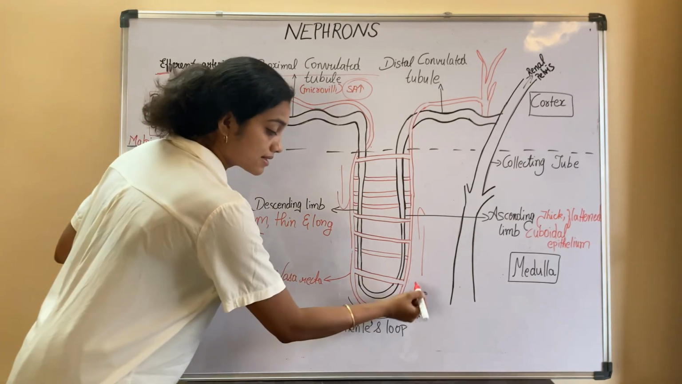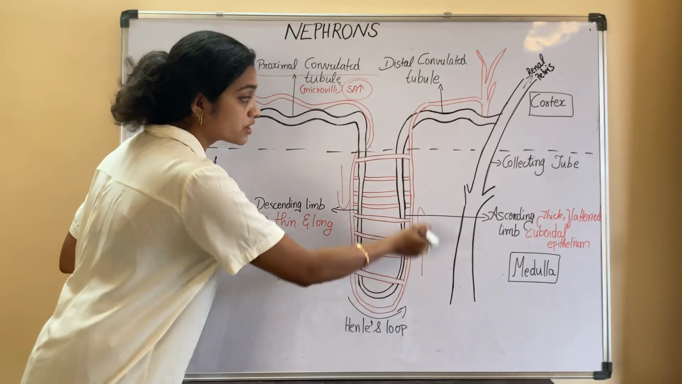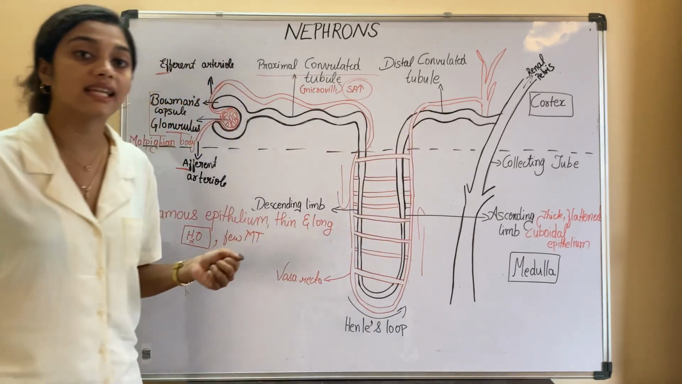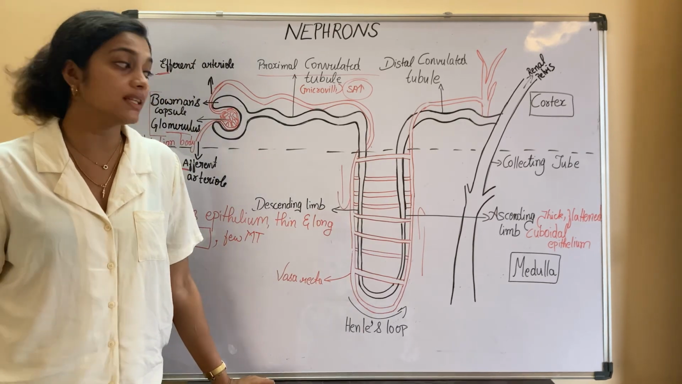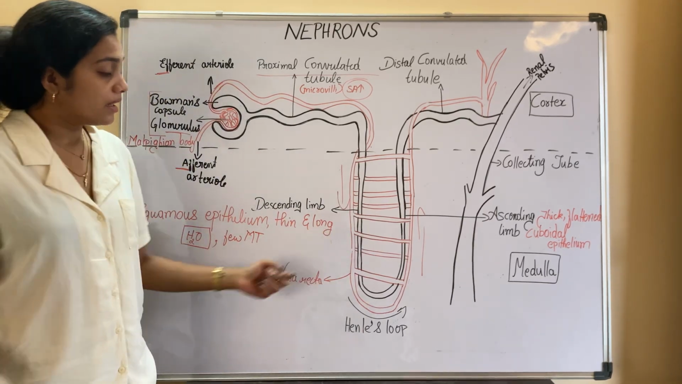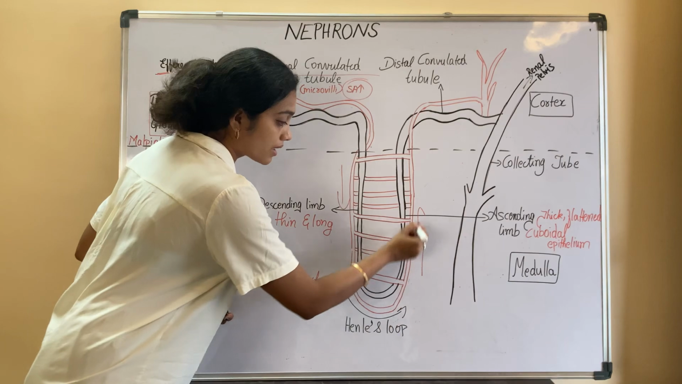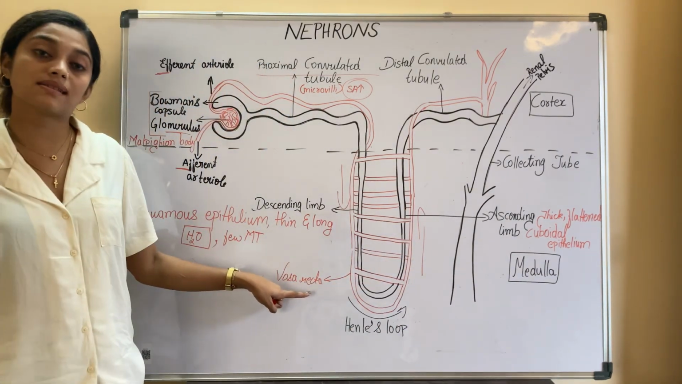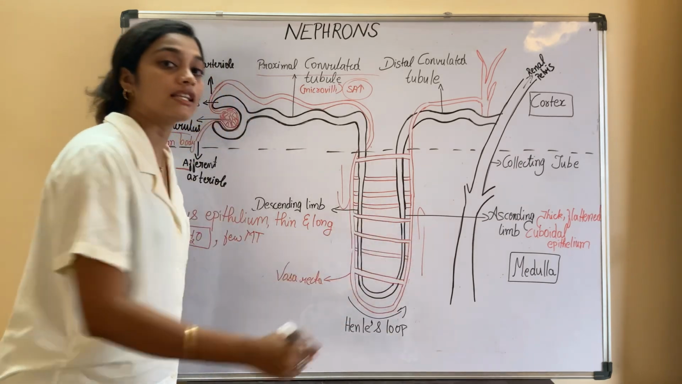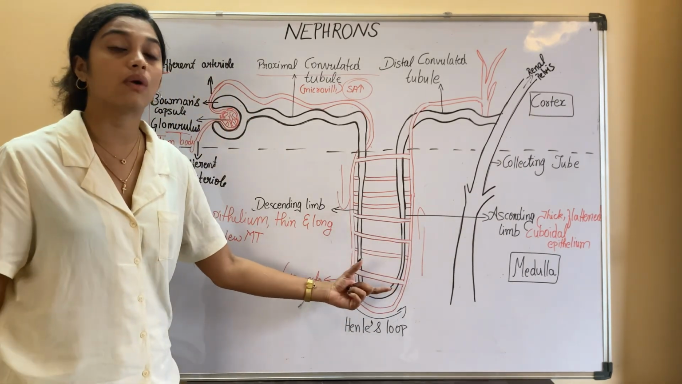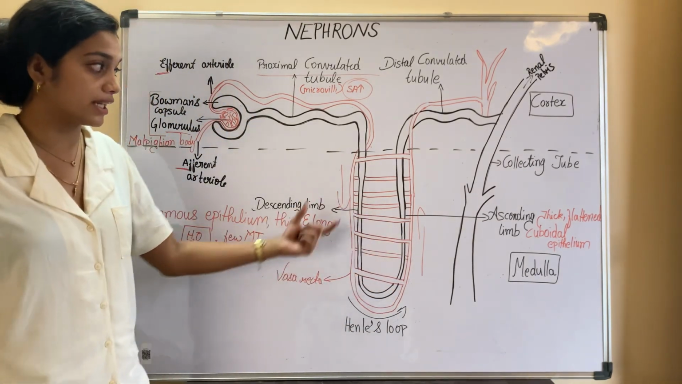And this part is the Henle's loop, which continues into the ascending limb. Ascending limb is very thick and it is made up of flattened cuboidal cells. And here you see this red color marking. This is called the vasa recta. This vasa recta as well as the Henle's loop is involved in the countercurrent mechanism, which we will be studying later.